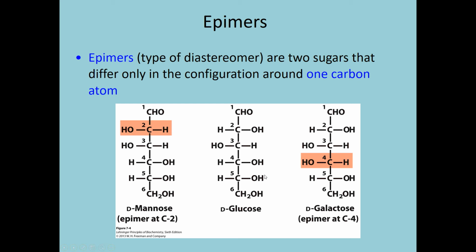When you get even more carbons involved, you can have a special type of diastereomer called an epimer. An epimer is going to be 2 sugars that differ only in the configuration around 1 carbon atom. So if we consider glucose to mannose or glucose to galactose, they are going to be considered epimers. So specifically at carbon 2, mannose is the epimer of glucose. And similarly at carbon 4, galactose is the epimer of glucose.